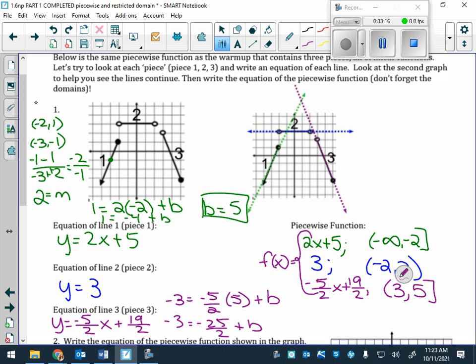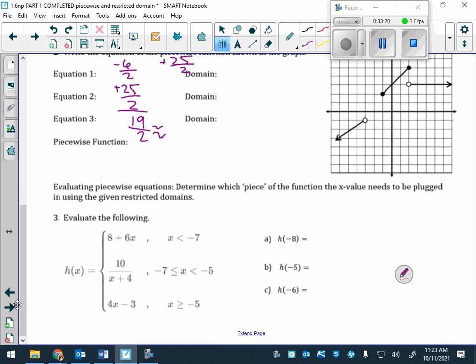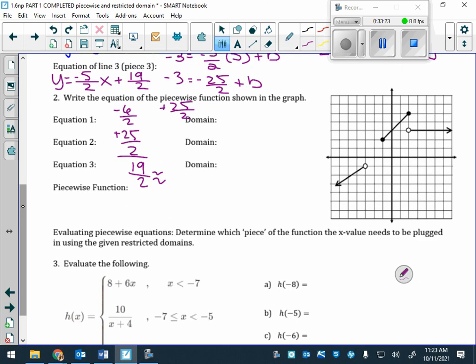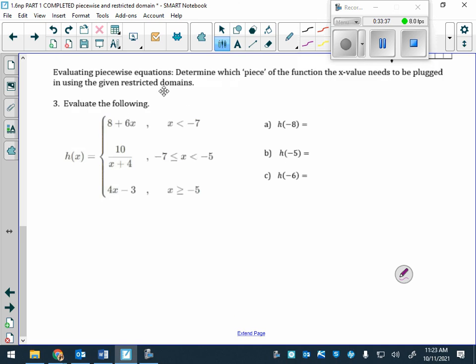Okay? All right? When we get back from lunch, there's one thing I want to do first. When we get back from lunch, we're going to jump right into you guys trying number 2. But first, I want to look at the bottom of the page where it says evaluate. You're given a piecewise function over certain restricted domains, and you have function notation. How do you know which equation to use?